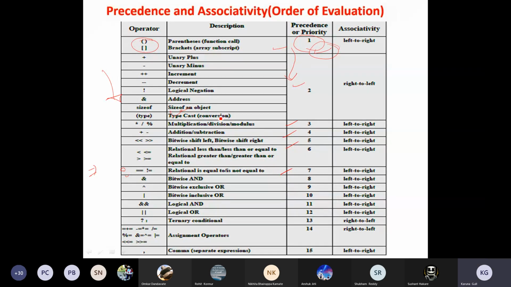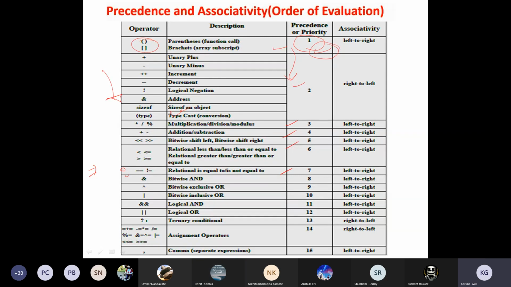Right? And the lower the priority number, the higher the priority of the operator. Whichever priority number is lowest, priority 1 means it has the highest priority and is going to be evaluated first. Is that clear?